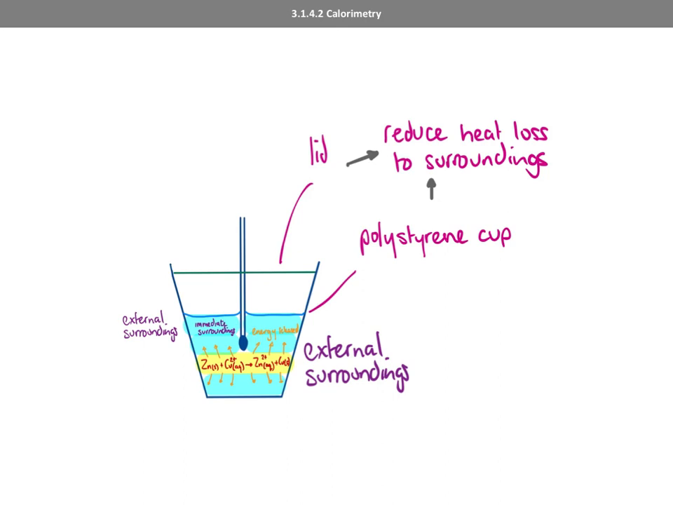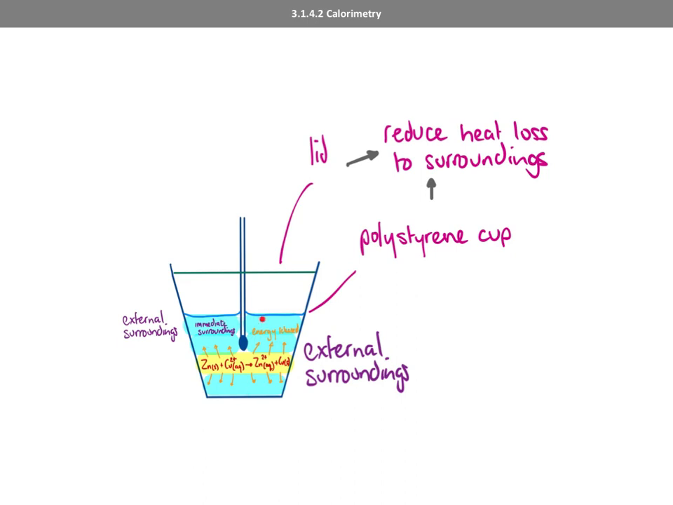Now the apparatus is a little bit different to what it was for the combustion reaction, but the general principles still apply. At the heart of the apparatus is a polystyrene cup. Otherwise, the principles that we're following are identical to before. We've got a thermometer in our solution, and that's going to allow us to measure delta T.